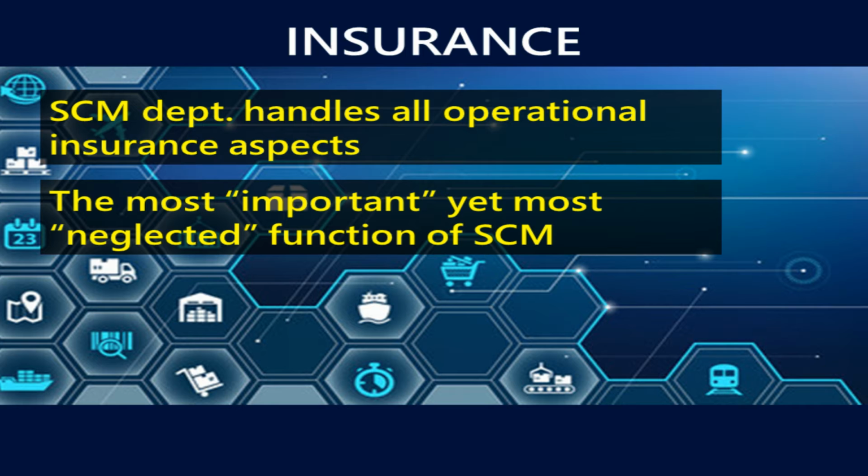For example, marine, land, property insurance. In most cases, except medical and life, all other lines of insurance are handled by supply chain managers. This is often the most neglected function. But lack of expertise here might inflict huge losses.